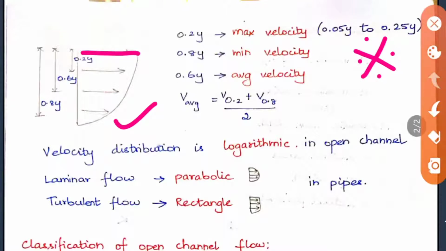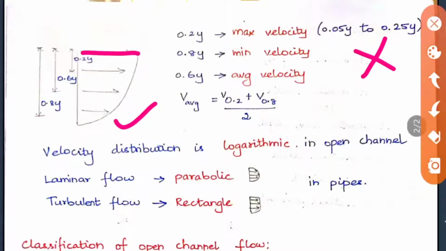So this is the range where generally the maximum velocity occurs, and mostly we will be using this value, that is 0.2 y will be the maximum velocity. And minimum velocity is at the distance of 0.8 y. Okay, so it is here at the 0.8 y only you will be getting the minimum velocity. And average velocity, we are just taking the average of these both, so you will be getting velocity at the point of 0.6 y. So these 3 points are very important.